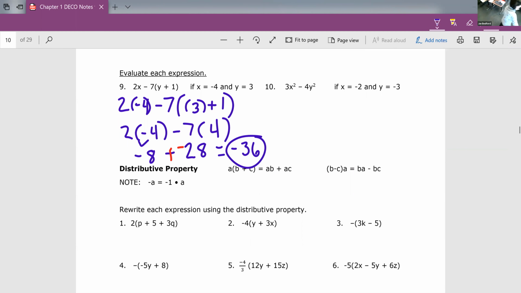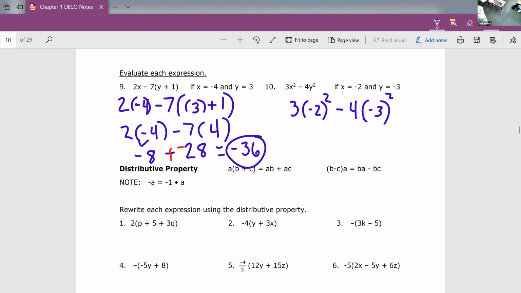Okay? Now, let's practice this one with some exponents. So I'm going to do the same thing. I'm going to put a 3, open parentheses, put my exponent, minus 4, open parentheses, and my exponent. And then what goes in the first parentheses? A negative 2. What goes in the second parentheses? A negative 3.